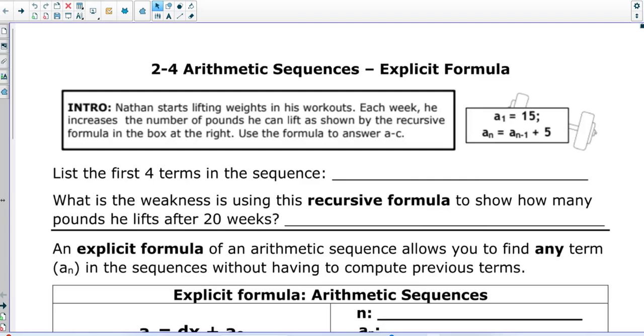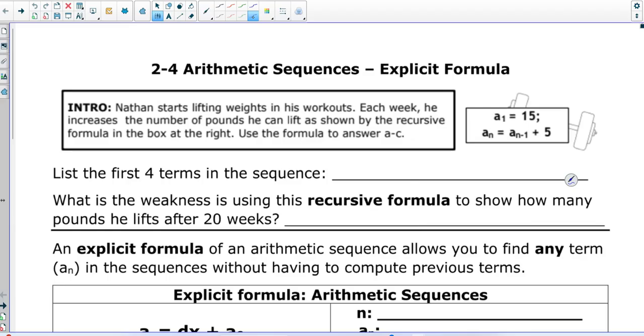Remember when we talked about the recursive formula the other day? And we had a rule. They have to give us the term that they want us to start with. In this case, it is 15. That's our first term, and we know because it says A1. And they give us the rule, what they want us to do with it, plus 5.